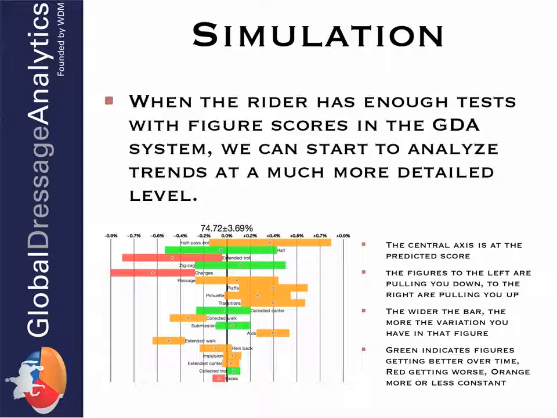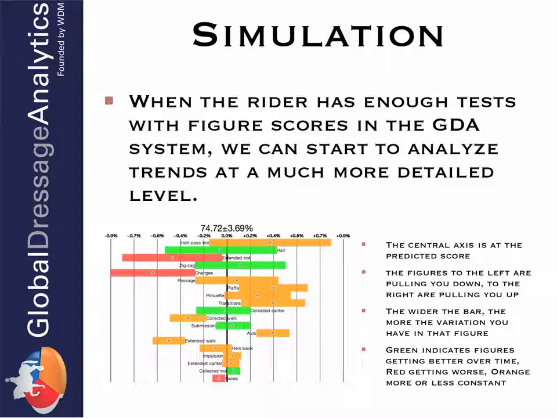We're going to discuss this figure on the left hand side on the next page, but I just want to point out the main features of it now. You see that on top there's a predicted final score, 74.7 plus or minus 3.69. You also see that there is a bar for each figure type, not for each figure, but each type of figure that occurs in the test. The central axis of this graph is at 0.0%. What that means is that if all of your figures were on that central axis, you would get the 74.72%, and each of them would have contributed in exactly the same way.